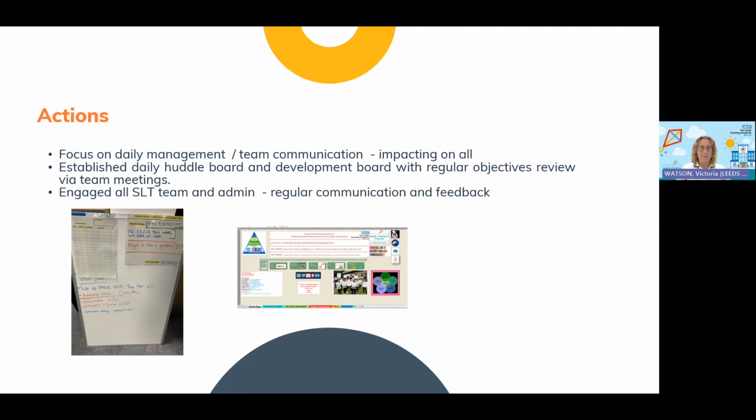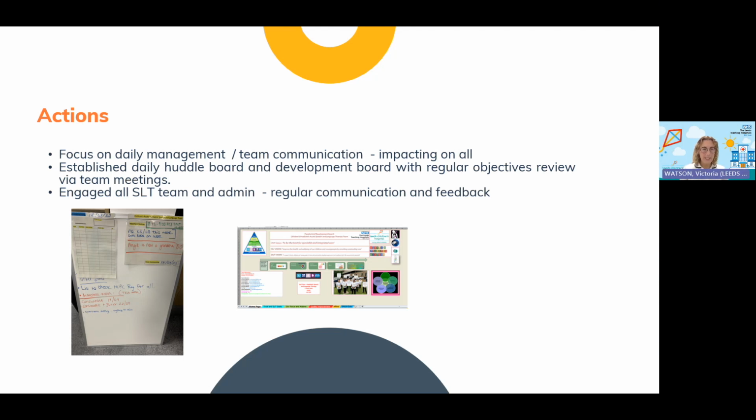I came away from my LIM training with lots of ideas, and the initial thought was to focus on something that might be a fairly quick win that was going to impact on all the team and improve overall efficiency. Daily communication and caseload management was an area of frustration for the team. So it was trying to get everybody engaged, from all the SLT speech therapists involved and our lovely admin as well, to help with this process. That's where we came along and developed the Daily Huddle Board, and then went on to develop the wider service development board as well.